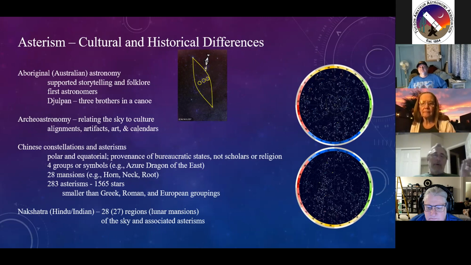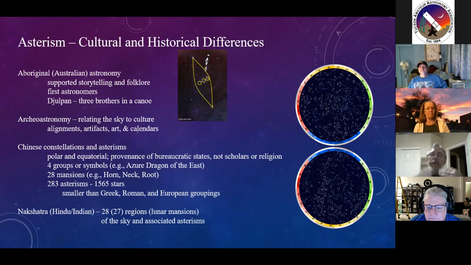Taking a look at Australia, the Aborigines, the indigenous population in Australia, were probably some of the first astronomers. I think they put a lot of value, a lot of stock in the patterns that were in the sky, which supported basically their storytelling and folklore. And you can see there was actually one pattern, Jopan, three brothers in the canoe, which is essentially Orion. A little bit different. Of course, not all the stars are identified, but you can see the three brothers in the canoe, the three brothers being represented by the three stars that are in the belt of Orion.